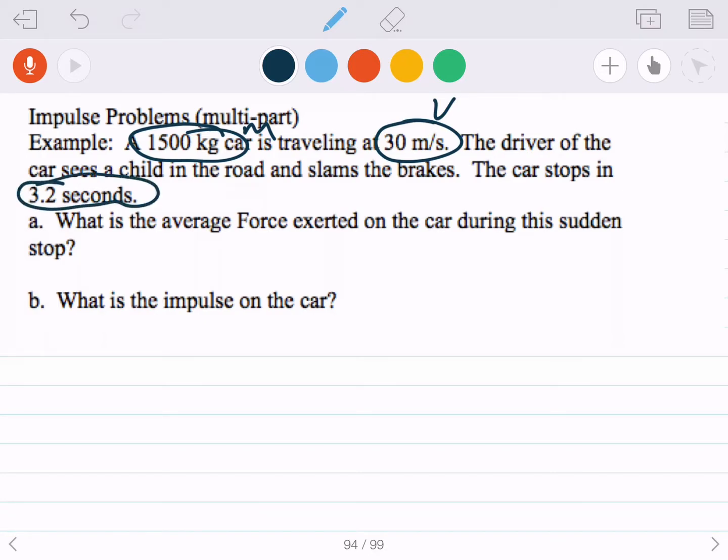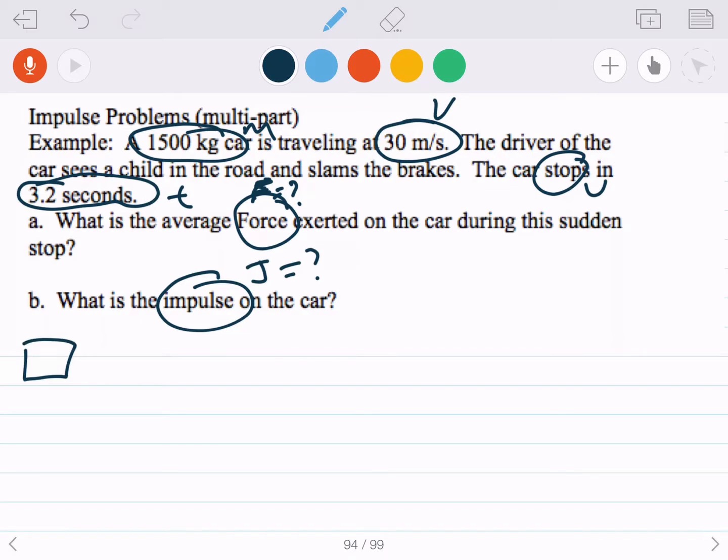The car stops. That's a velocity, right? And we have a time, because the velocity here is 0. Question: what is the average force? Sorry, that's an F. Force, question mark, exerted on the car during this stop. And then we're also going to answer what is the impulse. So we're just going to work step A to start with.